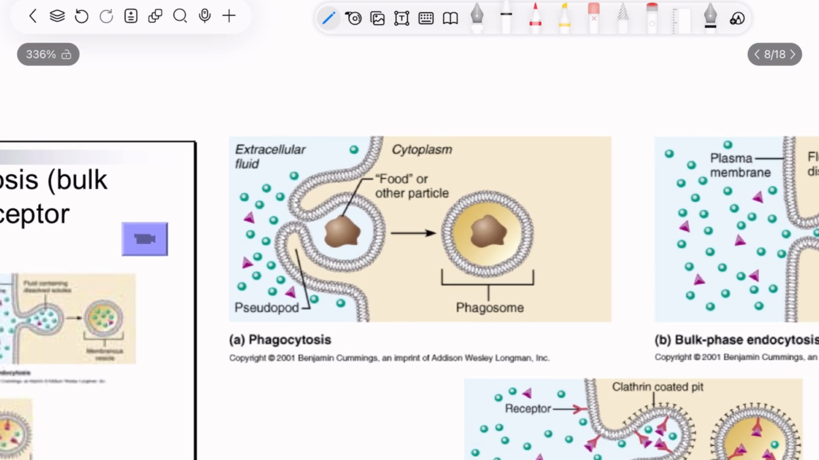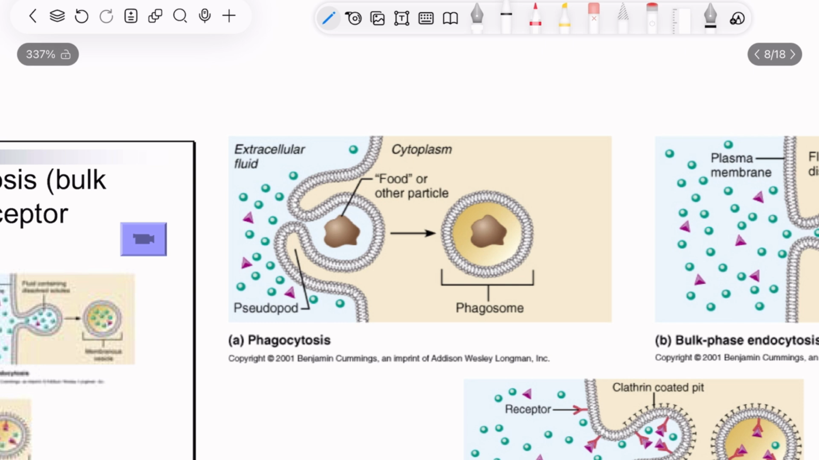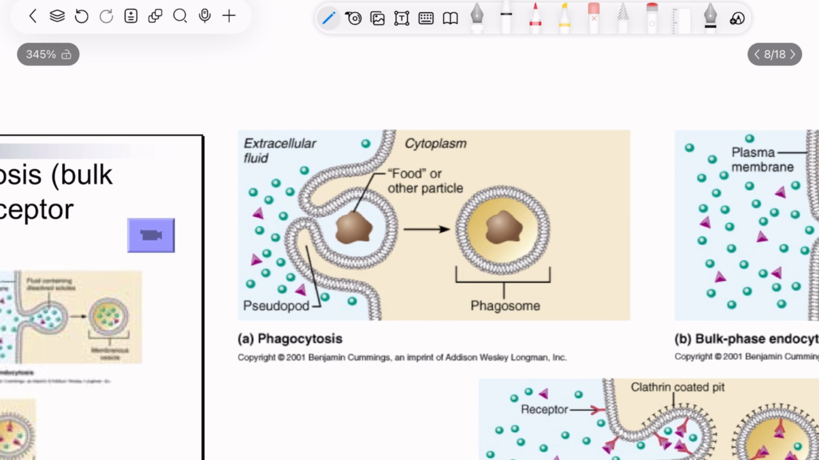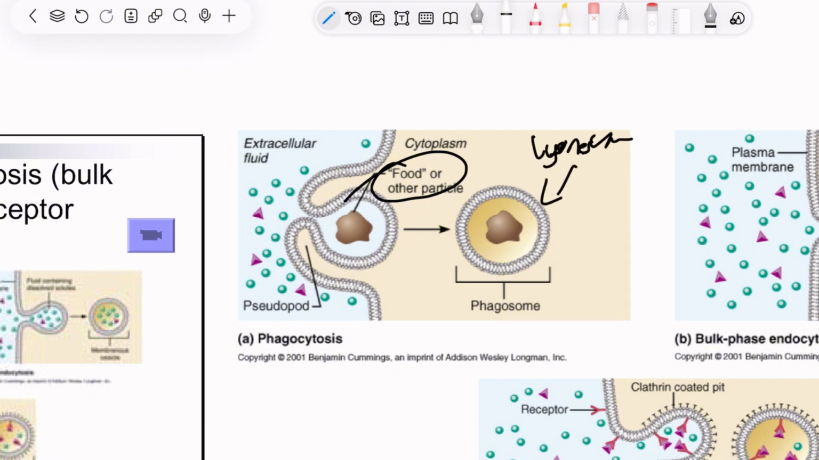Now, phagocytosis is also known as cell eating. Phagocytosis is a process where the cell engulfs large particles like bacteria, dead cells, or debris. In this example, it's using a food particle. The cell membrane extends around the particle, forming a vesicle called a phagosome, which then merges with a lysosome to break down the material. So the lysosome comes and helps break down the food particle.